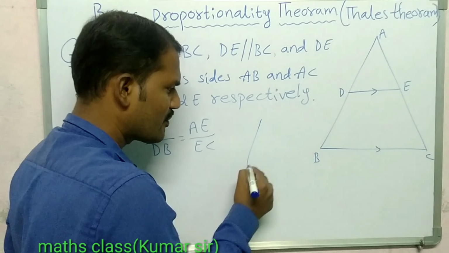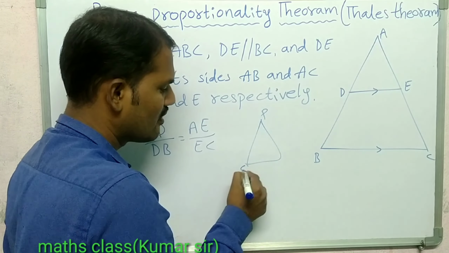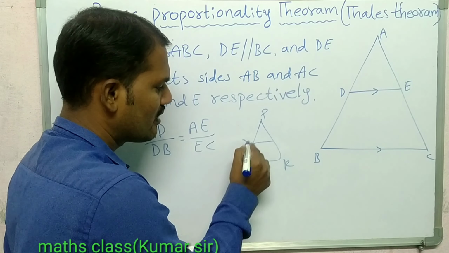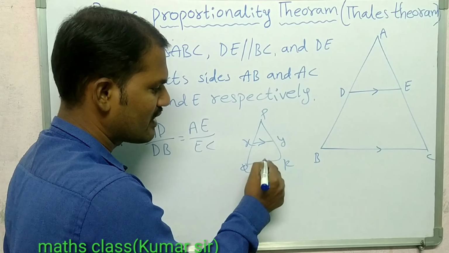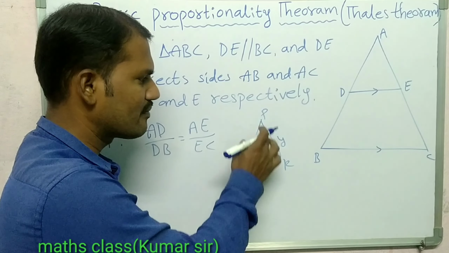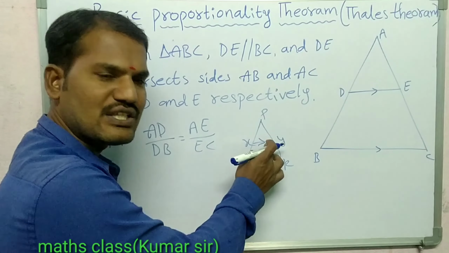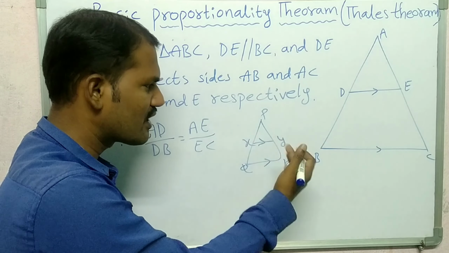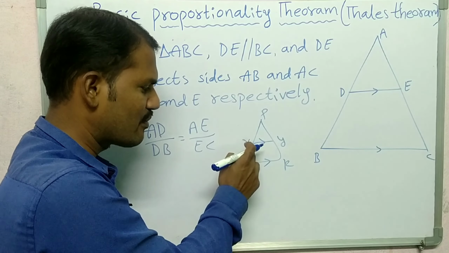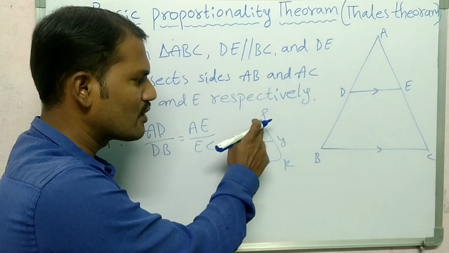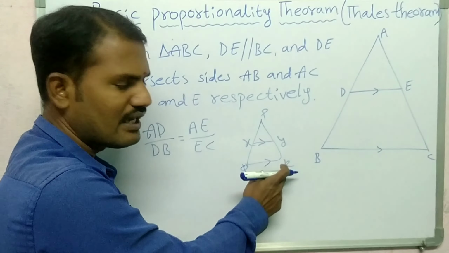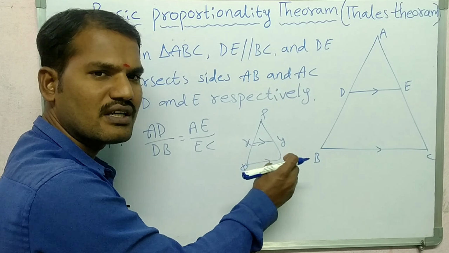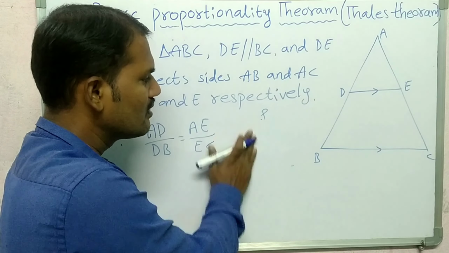And one more triangle, suppose this is triangle PQR. Here XY is parallel to QR. In triangle PQR, XY is parallel to QR. And if we use the basic proportionality theorem, what can we say? PX by XQ equal to PY by YR. We should remember this concept of the theorem.